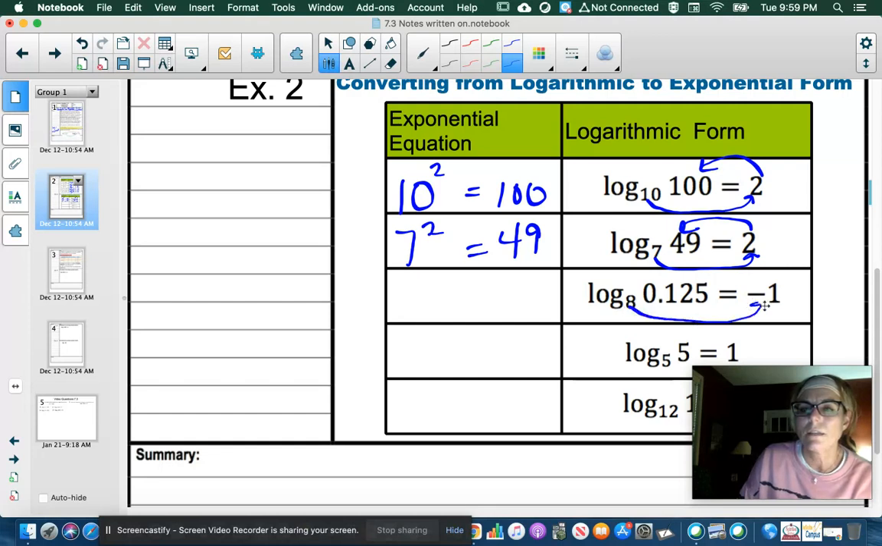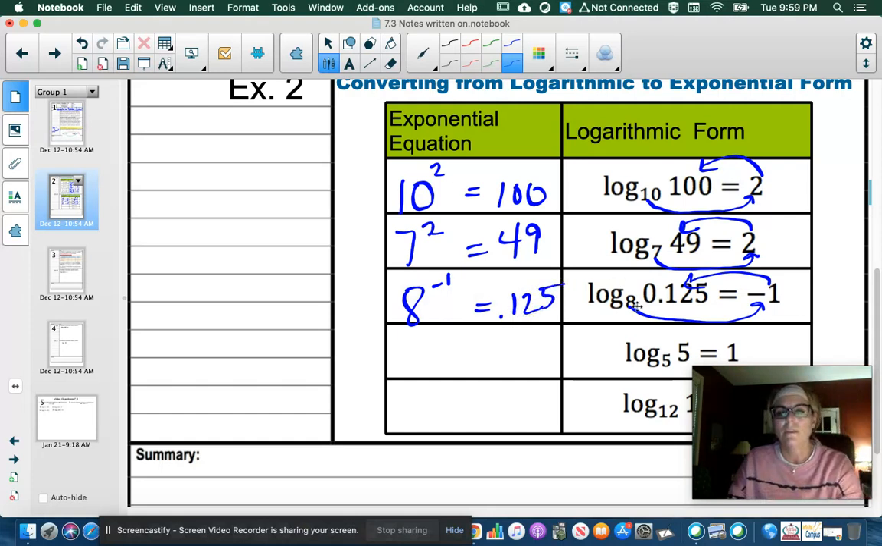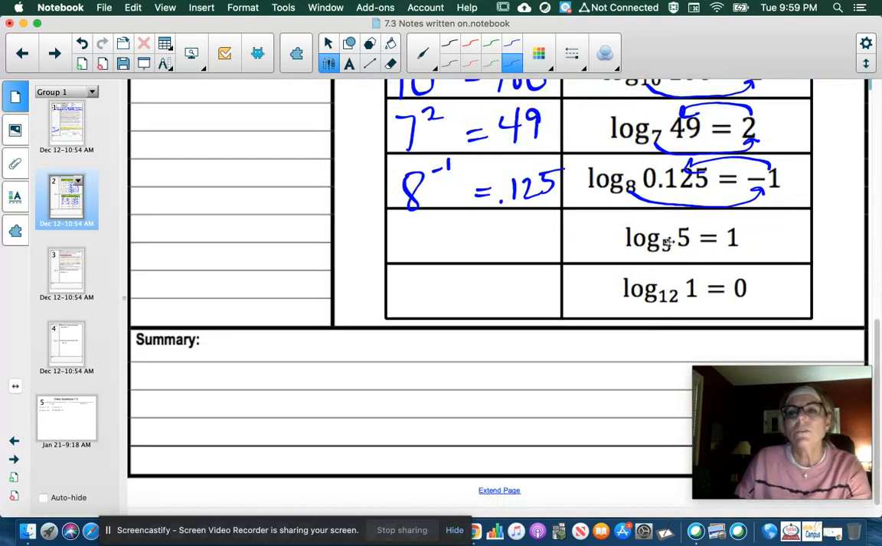8 raised to a power of negative 1 equals 0.125. Here, the base is 5. 5 raised to a power of 1 equals 5. 5 to the first equals 5. 12 raised to a power of 0 equals 1.